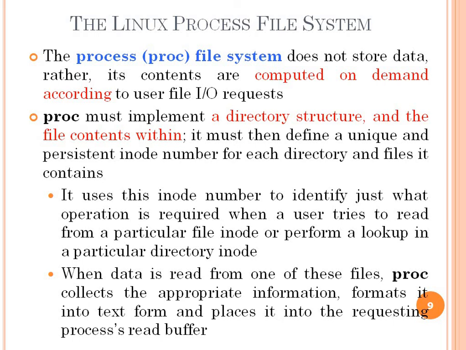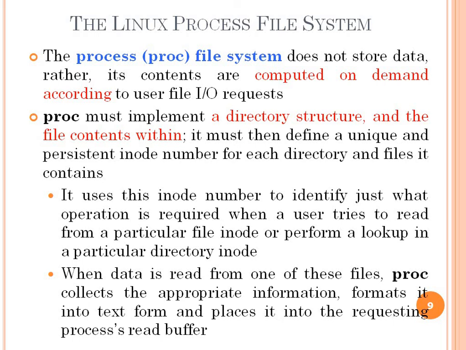So as for the IO request of the process, we have this proc file system, which must implement a directory structure and the file contents within. It must then define a unique and persistent inode number for each directory and the files it contains. So the total structure is followed for this proc file system as a whole file system.